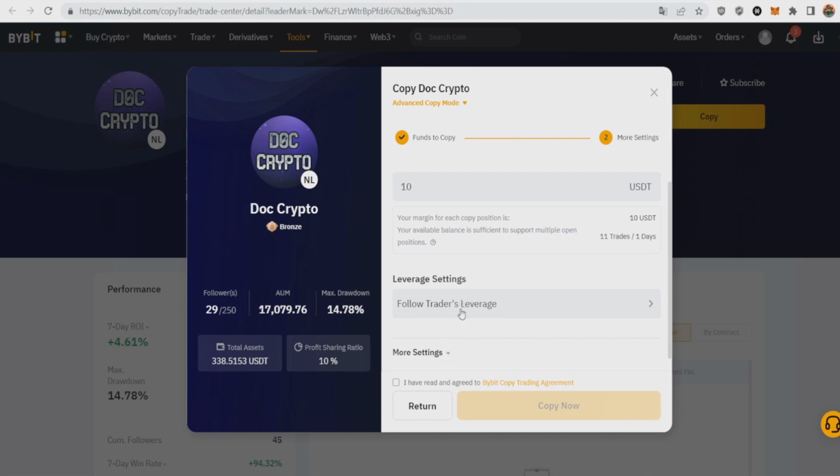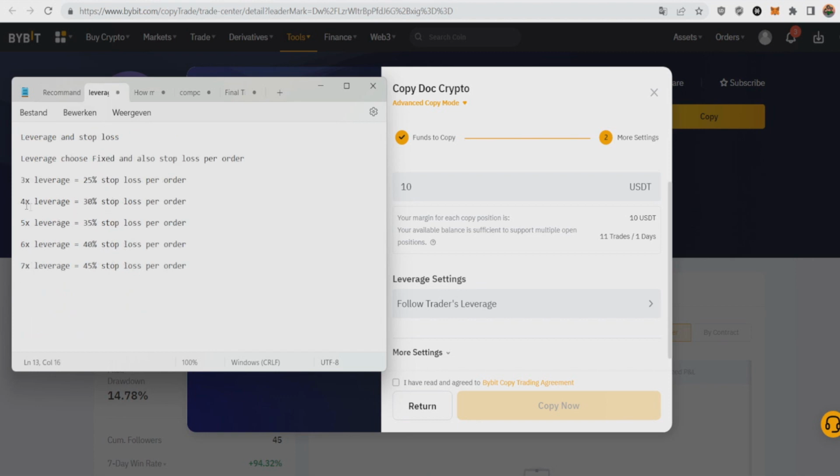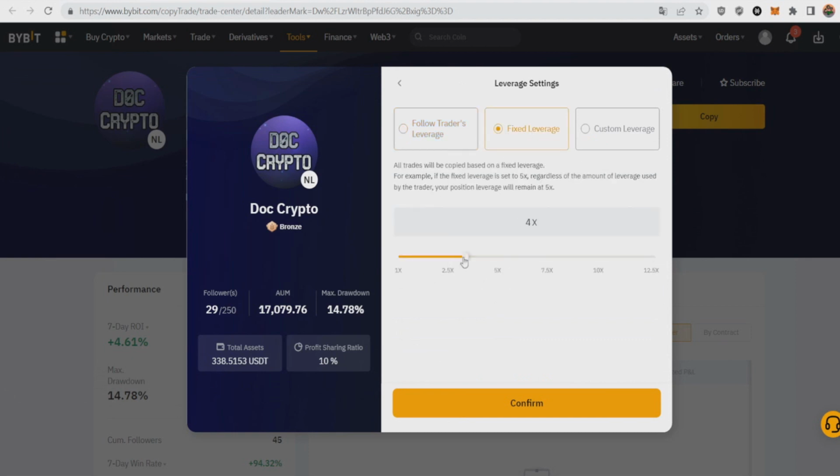So most people will just do follow trader's leverage, but it can be very risky, and I'm gonna give you some nice rules which you should follow. So it's really easy. For the leverage settings, I would recommend putting 3 to 7x, with 3 being very safe and 7x being very risky. I most likely do 5x because I really like that and it works really well for me.